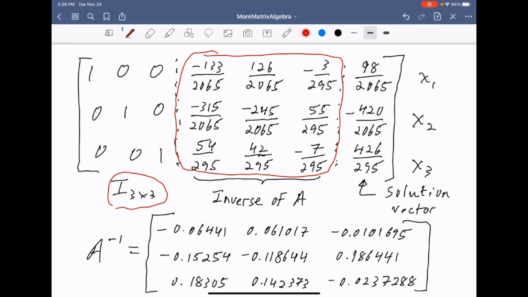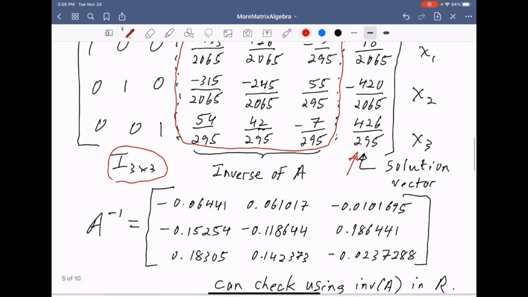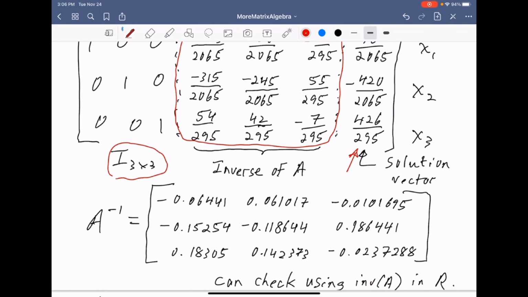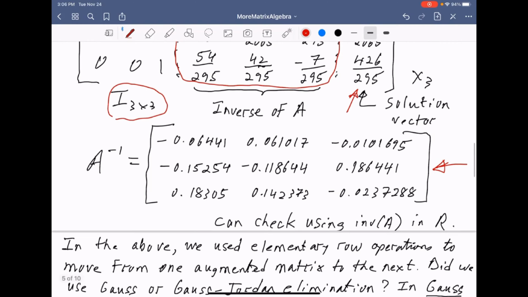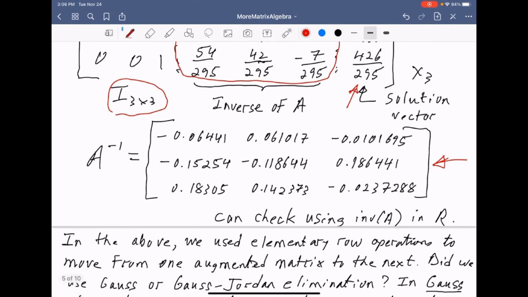And this then is the solution vector for x1, x2, and x3. If I carry out these divisions, I get these numbers in this matrix here, which I have done using R. So you can check this using the inverse function in R. And we're teaching that in the labs.